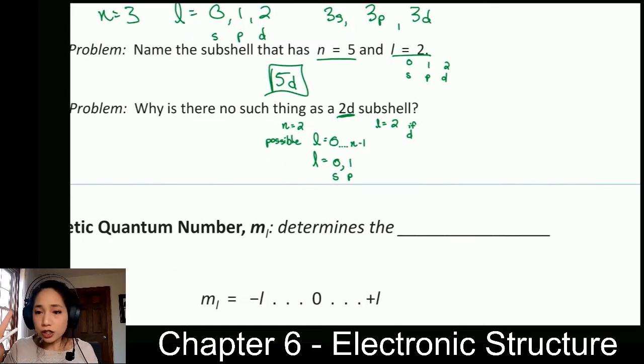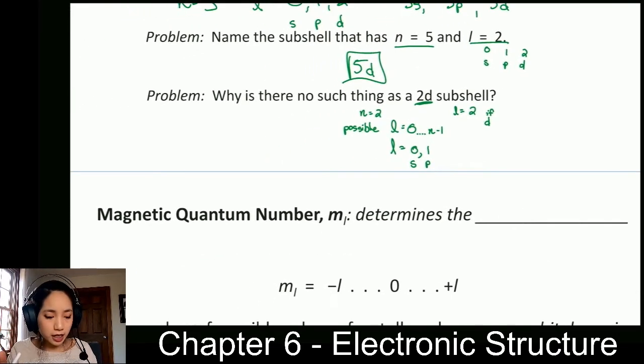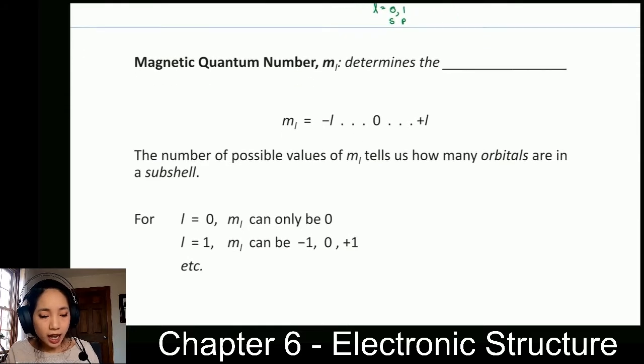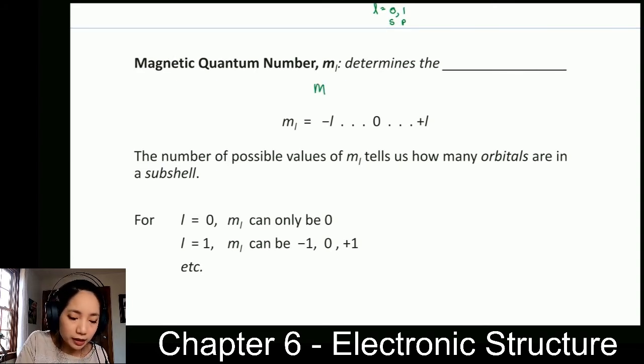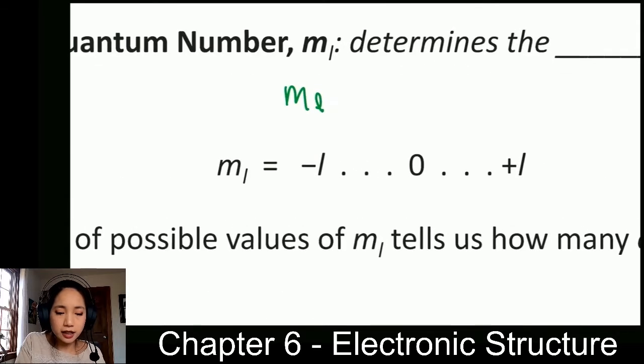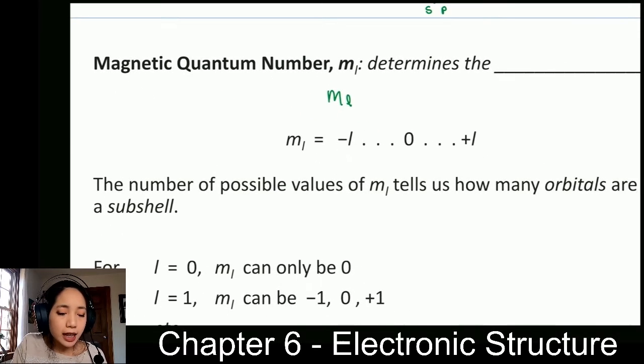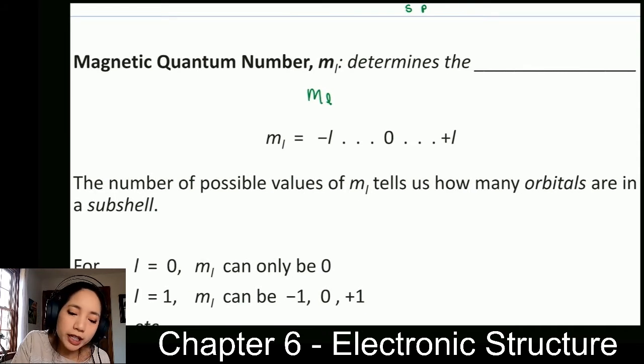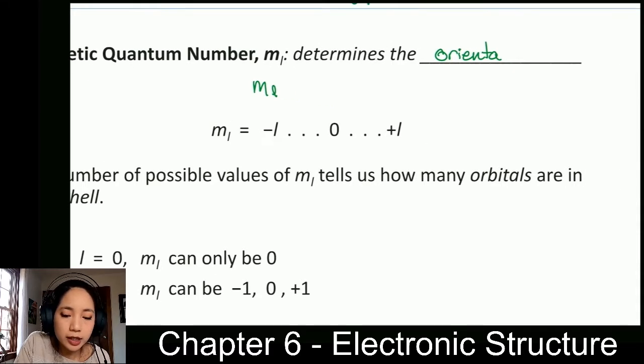Okay, so that's our second quantum number, our secondary. Now let's look at that last one, our magnetic quantum number, which is m subscript L. Typically I write it like this, so you can see that this is an L and not just some weird line. All right, so this last quantum number determines the orientation of the subshell, or of the orbital. Orientation of orbital.